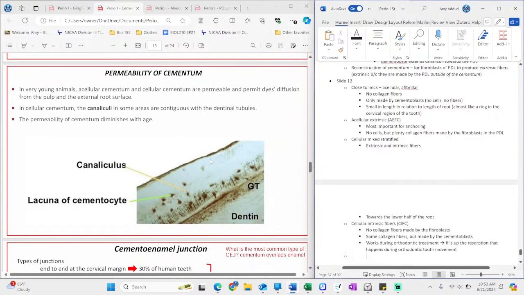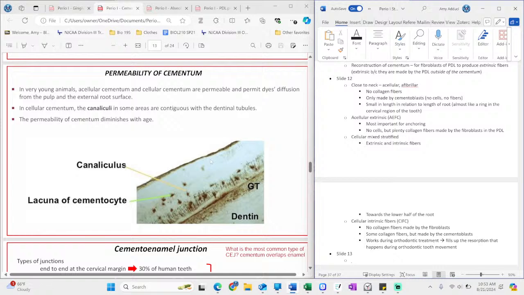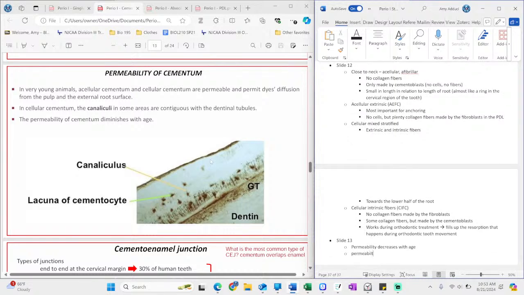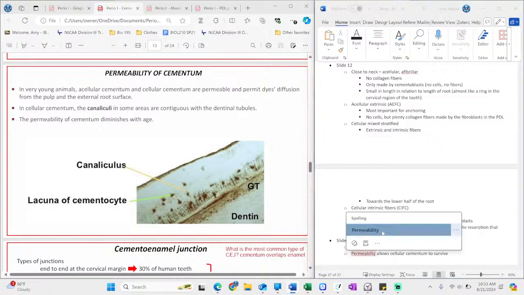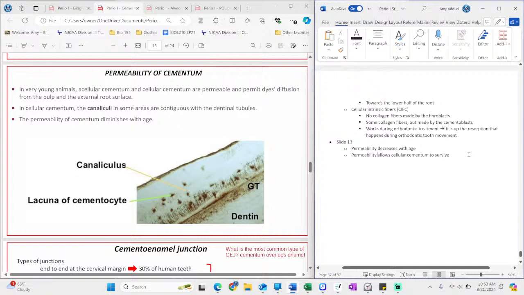So regarding the permeability of the cementum, like with any type of mineralized tissue, it diminishes with age. So it becomes less and less permeable with age. And the permeability is what allows the cellular cementum to survive. But when it's very deep and very close to the dentin, the cells really died and we only have the space occupied by those cells.